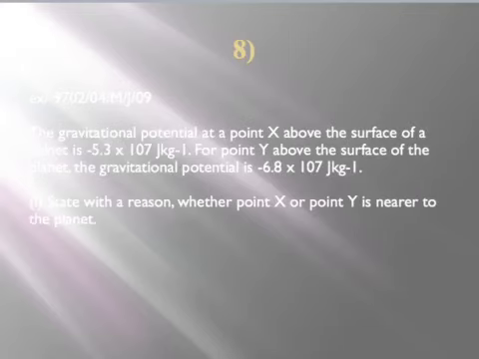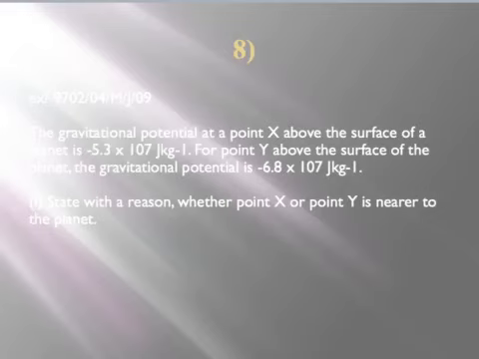Okay, this is question 8. This is also from the May-June 2009 paper. The gravitational potential at a point x above the surface of a planet is negative 5.3 times 10 to the power of 7 joules per kilogram. For a point y above the surface of the planet, the gravitational potential is negative 6.8 times 10 to the power of 7 joules per kilogram. State with a reason whether point x or point y is nearer to the planet.